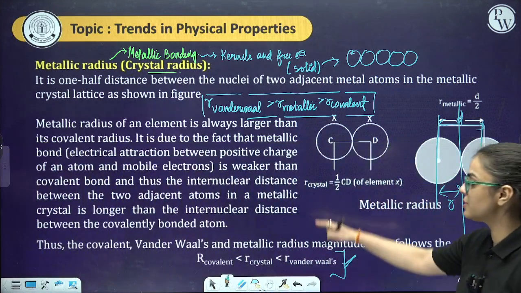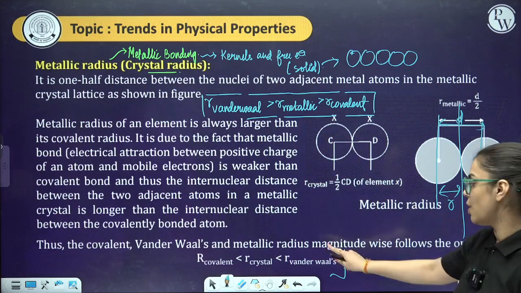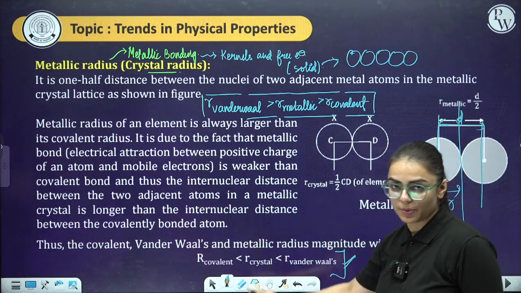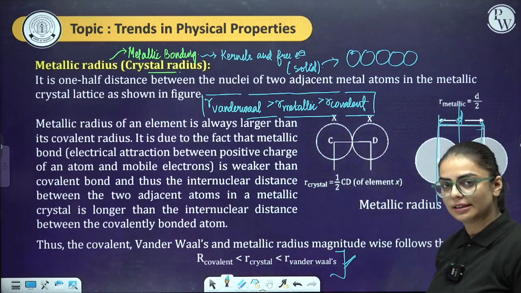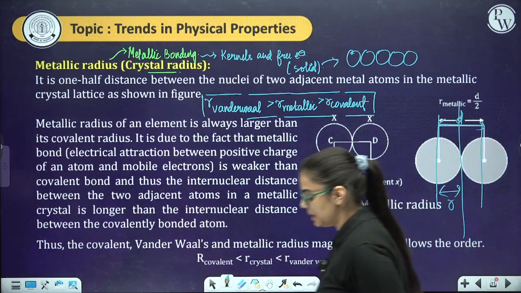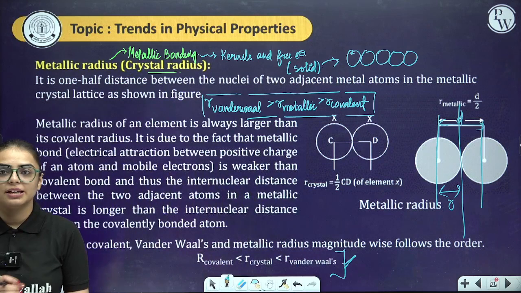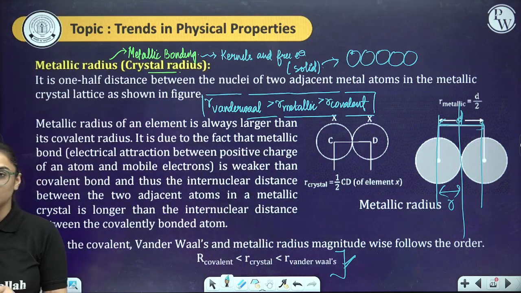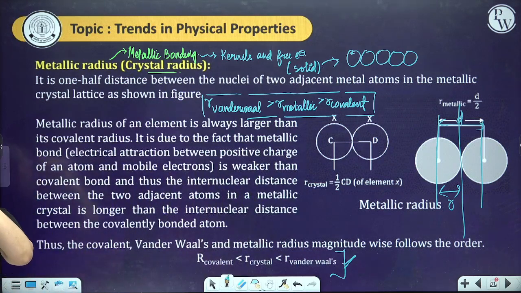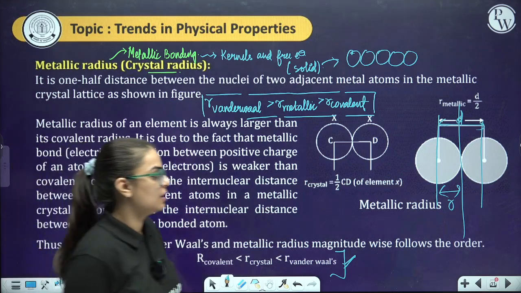This is the answer which I have already written over here. Van der Waals will be highest, then the crystal one, that means metallic one, and then the covalent one. Clear everyone? Everybody please write it down. Moving on to the last type of the radii, that is ionic radii. Everybody write it down once. Clear?